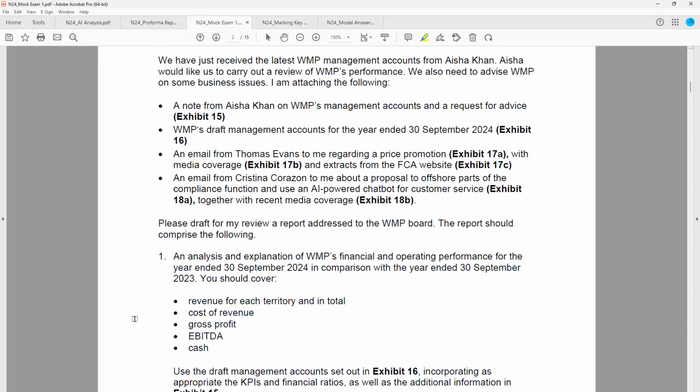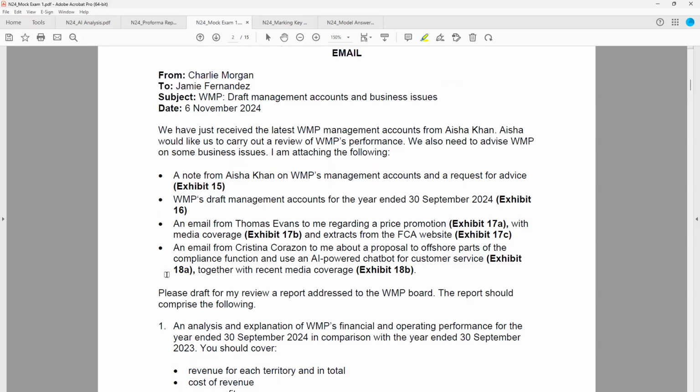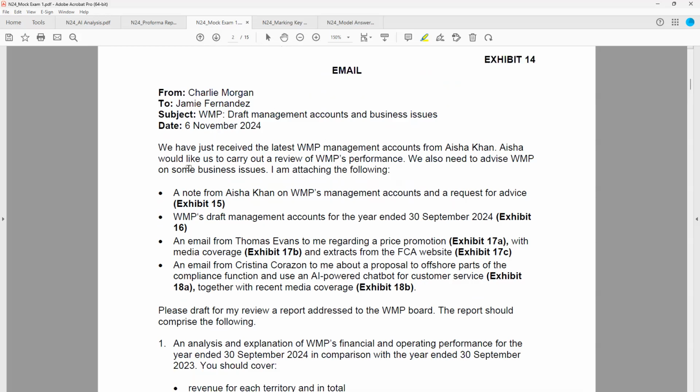We'll have the 3 requirements further down, and then what we'll have here is an explanation of what each exhibit includes. We'll have what relates to requirement 1 here, and then what relates to requirement 2, and then requirement 3 here. The exhibits for requirement 1 will be some narrative from the CFO about what's happened during the year. And then, of course, we'll have the management accounts themselves, which we will need to analyze.